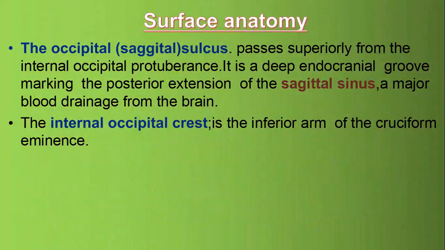We have other structures as well. The occipital sagittal sulcus passes superiorly from the internal occipital protuberance. It's a deep endocranial groove marking the posterior extension of the sagittal sinus, which is a major blood drainage from the brain. The internal occipital crest is the inferior arm of the cruciform eminence.